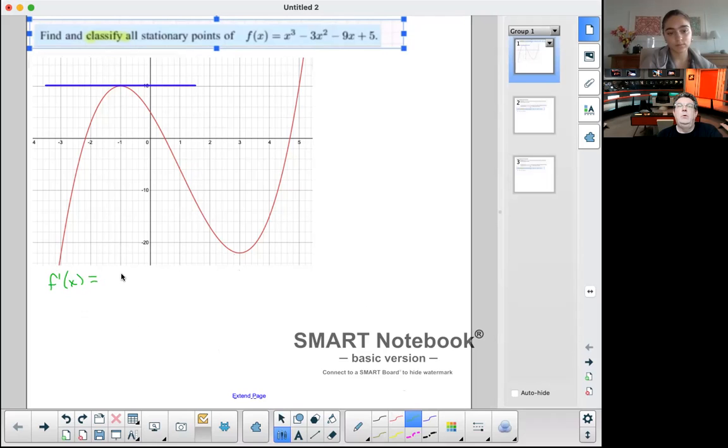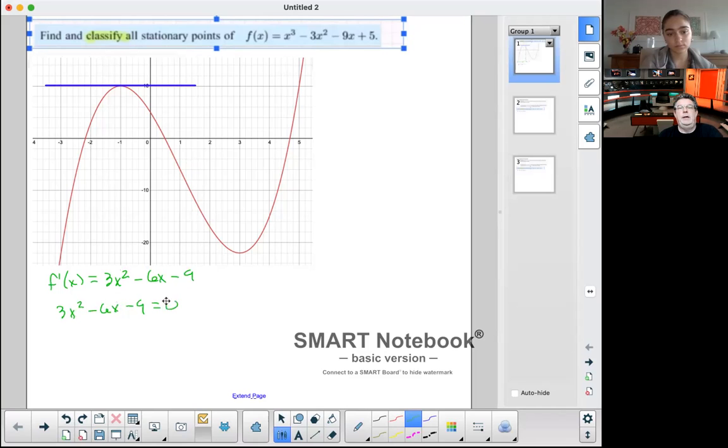is going to equal what? 3x squared minus 6x minus 9. And that's it. Derivative gives us all of the gradients everywhere. So the first thing we want to know is where is that equal to 0? So I'm going to set the derivative equal to 0.